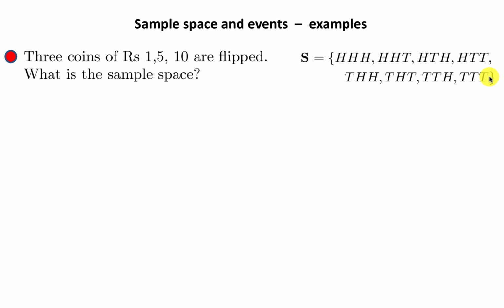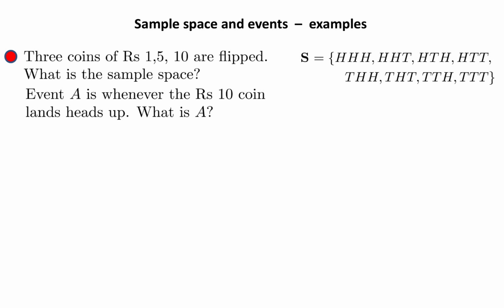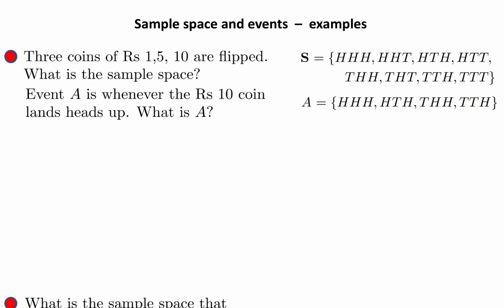possible outcomes. Now, suppose we call event A as whenever the 10 rupees coin lands head up. Question: what is A? Obviously, A comprises these 4 elements, these 4 occurrences. In each case, there's a head, head, head, head, but then it could be head, head, head, tails, tails, head, tails, tails.